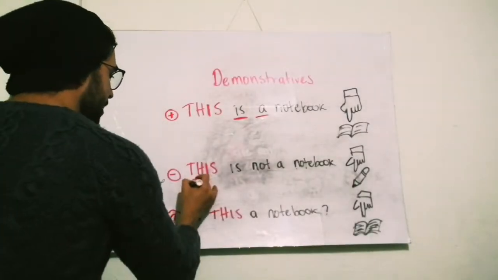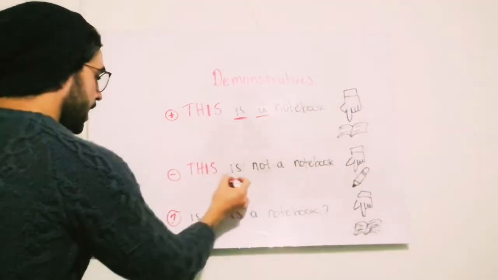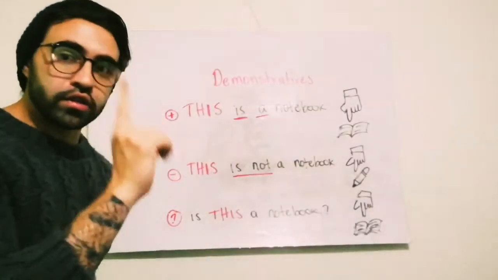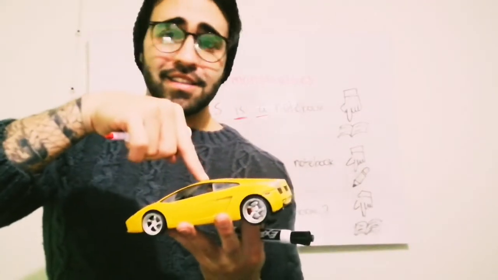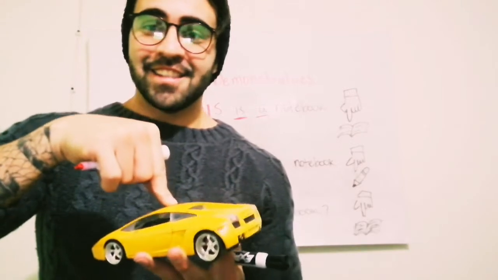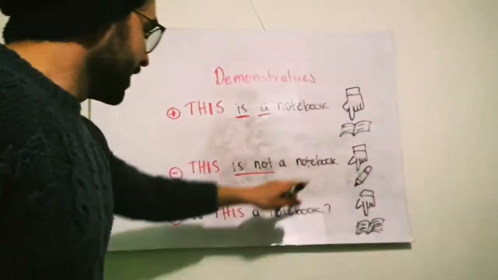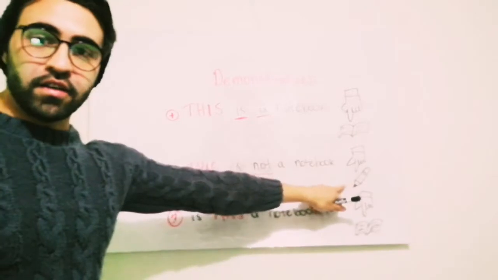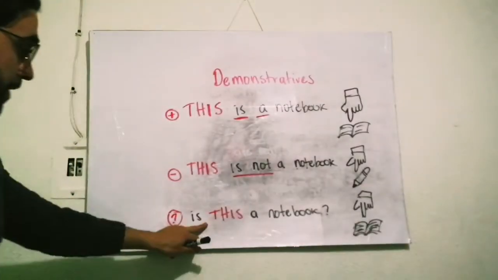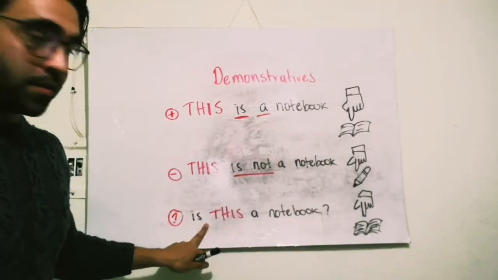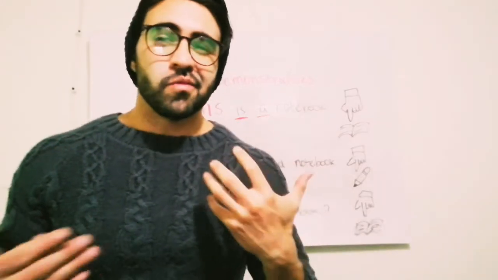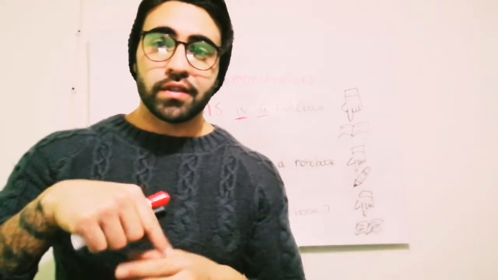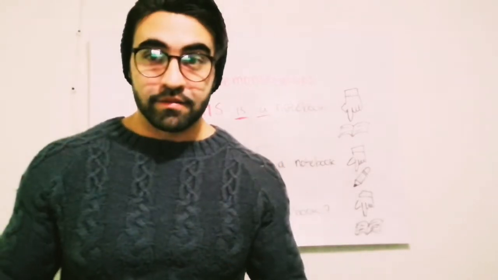Now I say, for example, in the negative sentence, this is not a notebook. This is a car, right? This is not a notebook. This is a pencil. And finally, the interrogative sentence, we have, is this a notebook? Good. Now, this is singular. What happens when we talk about short distance but plural, right?